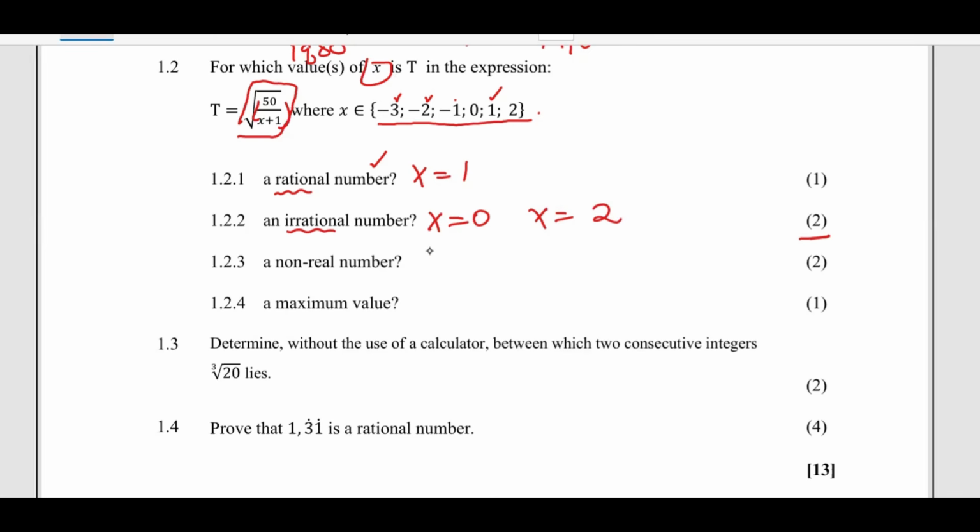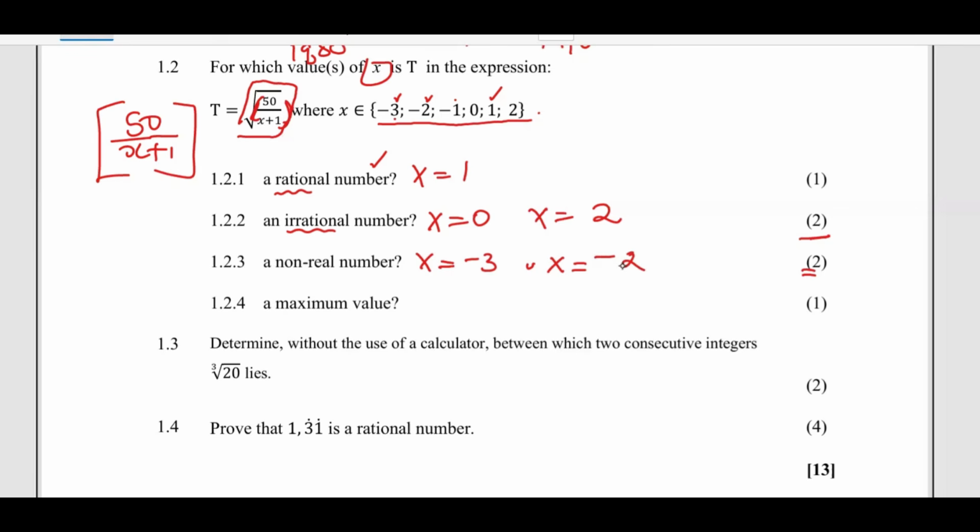Now we know the trick. Where x is a non-real number, we need 2 answers. So non-real number simply means the result of everything here must give us a negative. So if we replace x with a negative 3, the bottom part is going to end up being a negative 2. 50 divided by negative 2, we get a negative 25. So that is non-real. So x is a negative 3. And then x is also a negative 2.